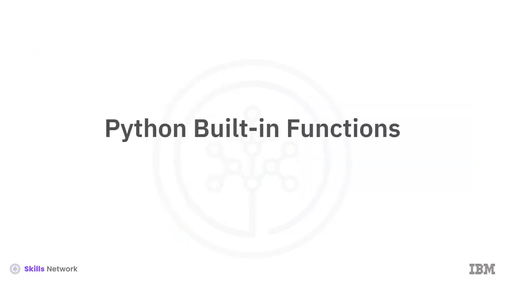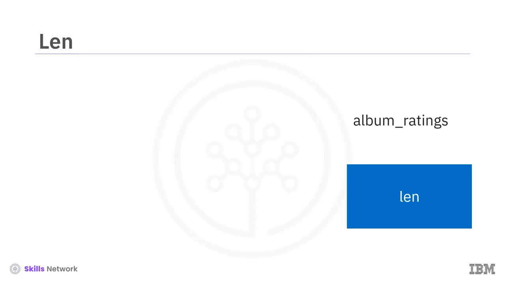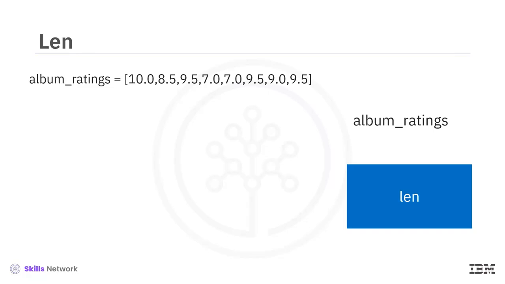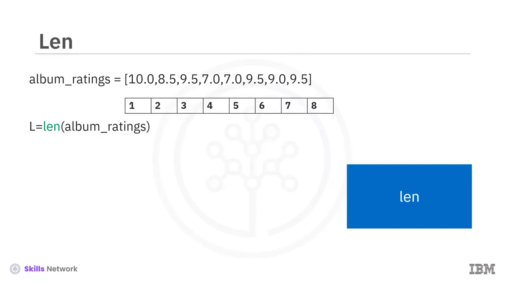Python has many built-in functions. You don't have to know how those functions work internally, but simply what task those functions perform. The function len takes in an input of type sequence, such as a string or list, or type collection, such as a dictionary or set, and returns the length of that sequence or collection. Consider the following list. The len function takes this list as an argument, and we assign the result to the variable L. The function determines there are 8 items in the list, then returns the length of the list, in this case 8.